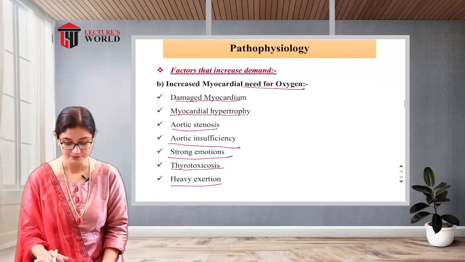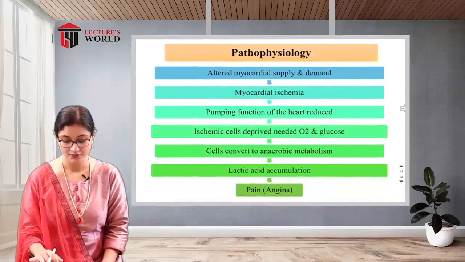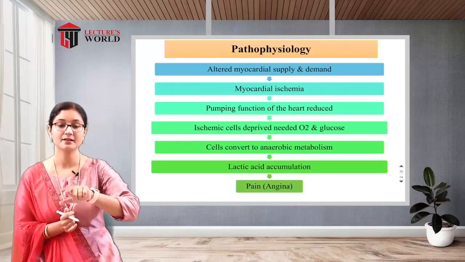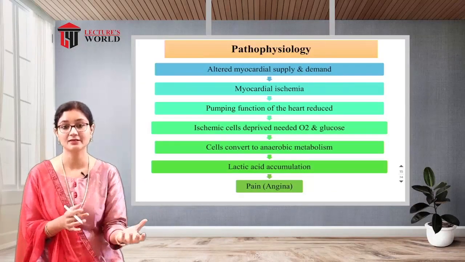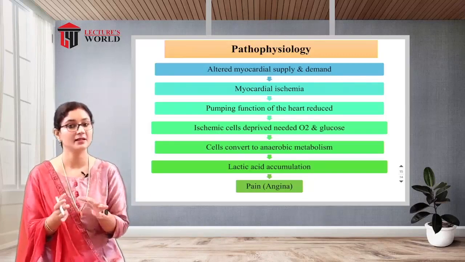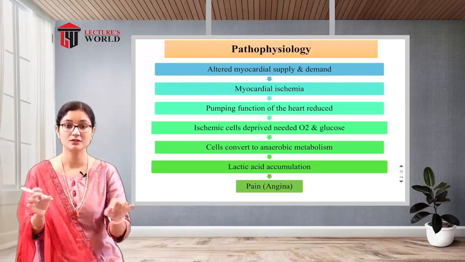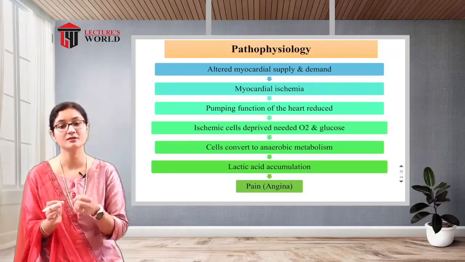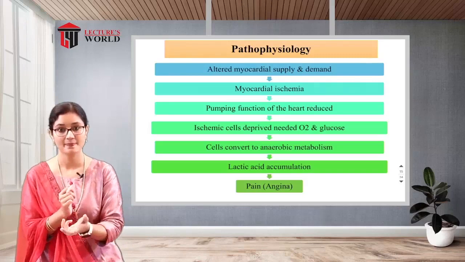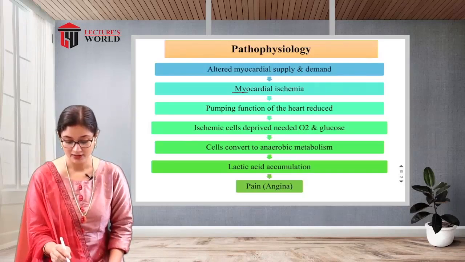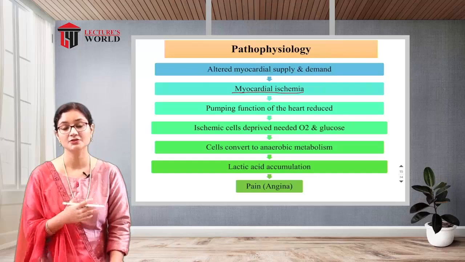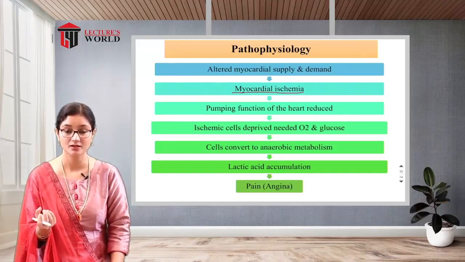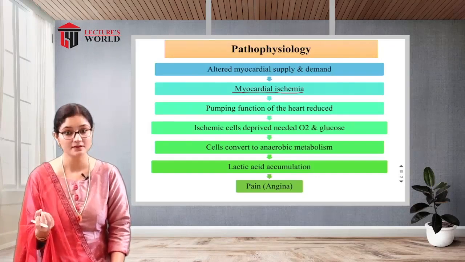Let us understand the pathophysiology. First is altered myocardial supply and demand. That's why we discussed the factors which can alter the supply and demand. In one word, either there is some problem in the supply or some problem in the demand. That will lead to myocardial ischemia. What do you mean by ischemia? There is lack of blood supply to the myocardium. Myocardial cells are not getting adequate blood supply.